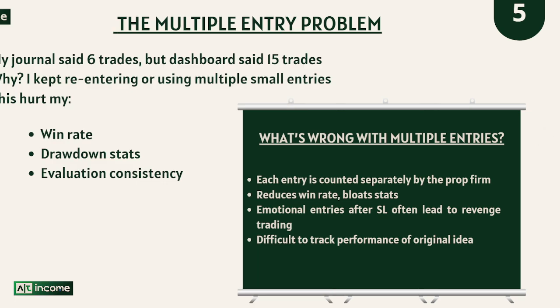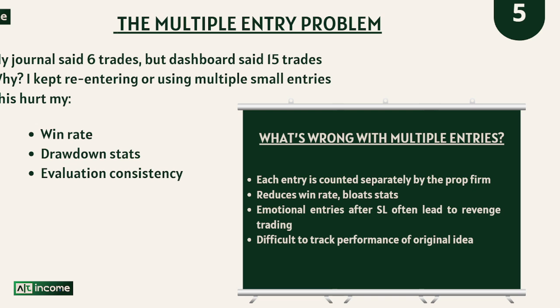Now, how do I solve it? Remember that from what I said, I have multiple entry problems too. My journal said 6 trades, but the board says I have 15 trades. Why? I kept on re-entering or using multiple small entries. This hurts my winning rate. I used to have about 70 to 80% winning rate. Recently, since I also employed this ICT entry, I have reduced my winning rate to about 50. I'm not happy with that. So my drawdown starts, and also evaluation consistency.